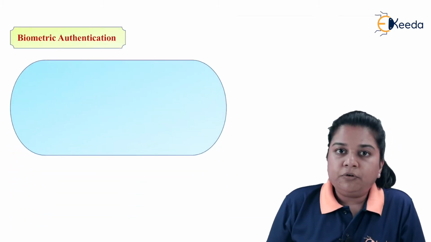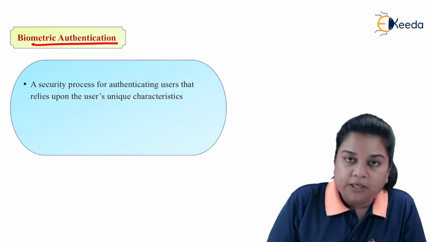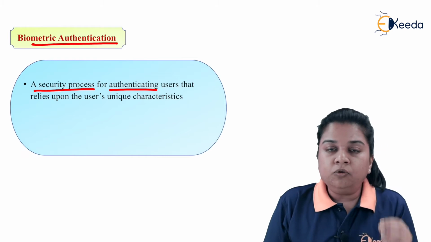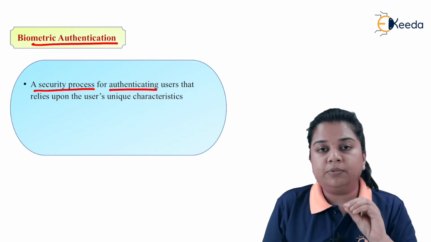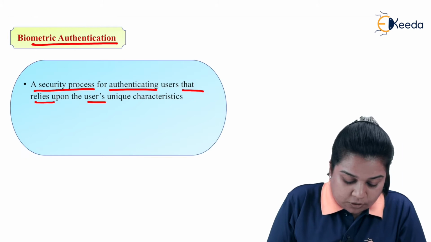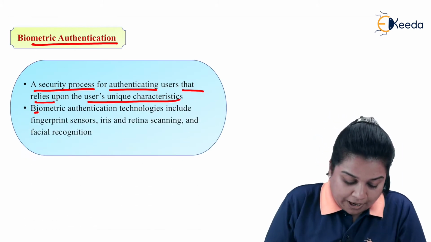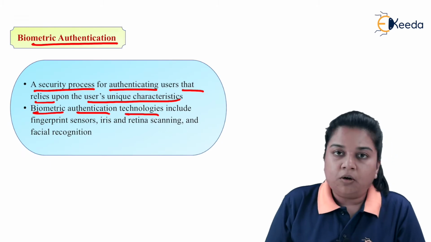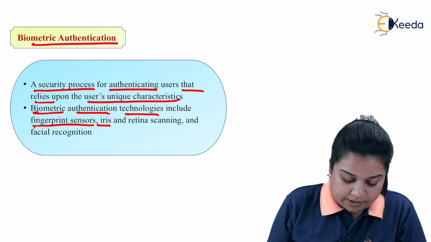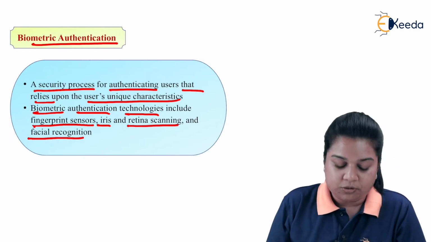Another attribute for identity as a service is biometric authentication, a security process for authenticating users who are accessing a particular cloud resource that relies upon the user's unique characteristics. Biometric authentication technologies include fingerprint sensors, iris and retina scanning, and facial recognition.